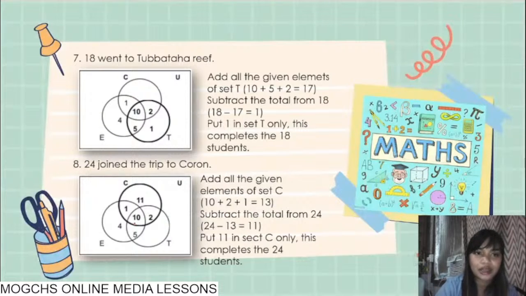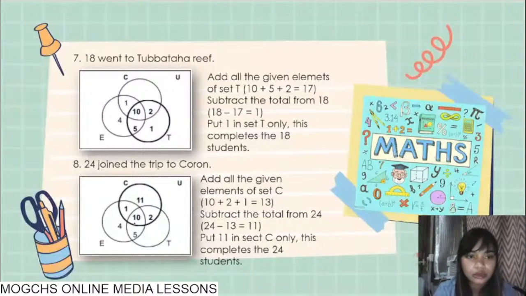Okay, number 7. 18 went to Tubbataha Reef. Add all the given elements of set T. So 10 plus 5 plus 2, that is 17. Subtract the total from 18. So 18 minus 17, that is 1. So put 1 in set T only. This completes the 18 students.